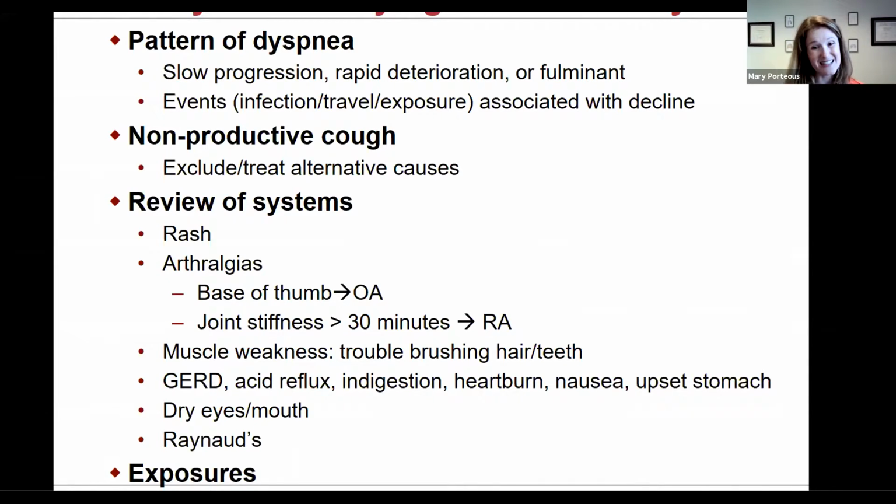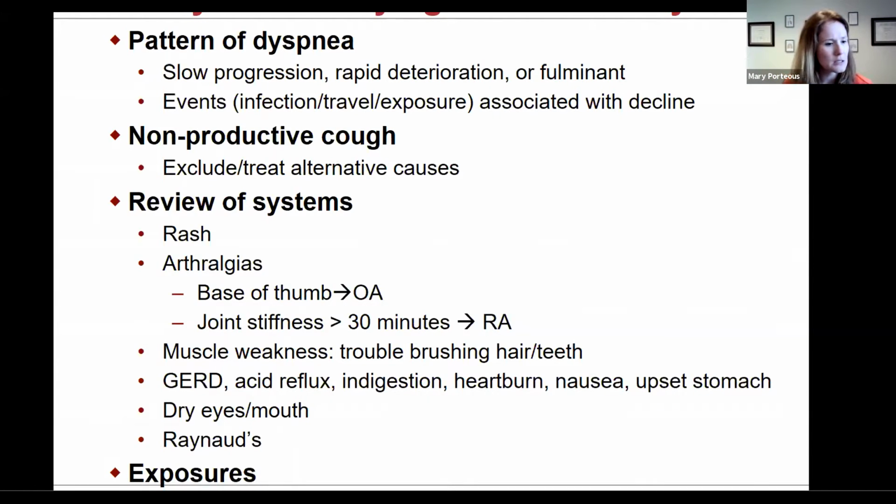Look for muscle weakness. This is not something that patients are going to volunteer. I had a pregnant lady who came in with interstitial lung disease, and I asked her, do you have trouble brushing your hair, brushing your teeth? She said, yes, I've had my husband do my hair for the past month because I just cannot lift my arms. Turned out she had really bad myositis, but they don't think it's related to the lungs, so they're not going to offer this.